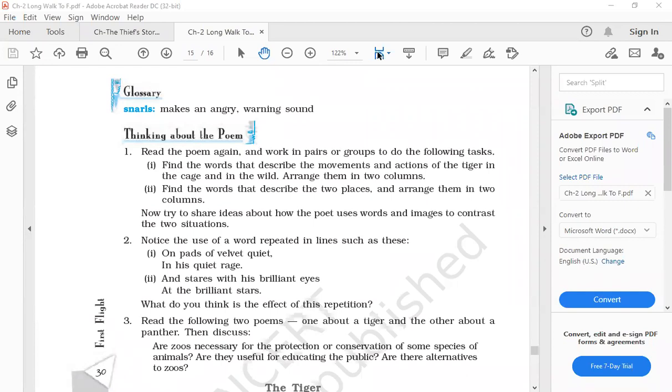First of all, the words which describe the movement of the tiger in the cage. What is your response? Quickly locate those words. Gurnoor, unmute and tell what is the answer. The words that describe the movements of the tiger in the cage. Bhumi is ready with the answer. Yes, Bhumi?